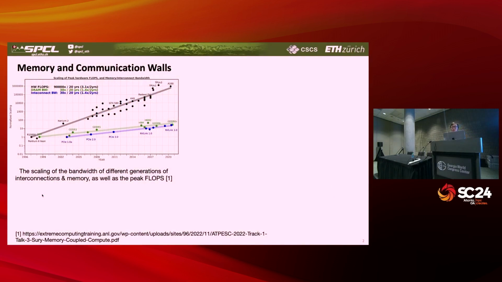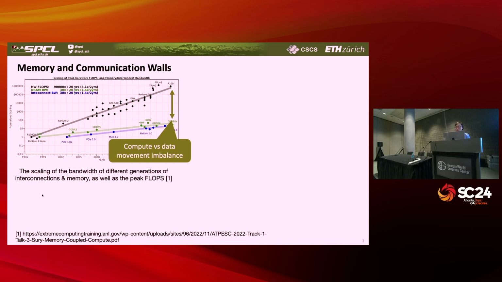As we all know, memory and communication walls are a big problem nowadays in the world of HPC. This plot shows the evolution of the speed of compute hardware and the bandwidth of DRAM, as well as different types of interconnect. As we can see, although the speed of both compute hardware and data movement are growing exponentially, the gap between them just keeps widening. This signifies an imbalance between compute and data movement.